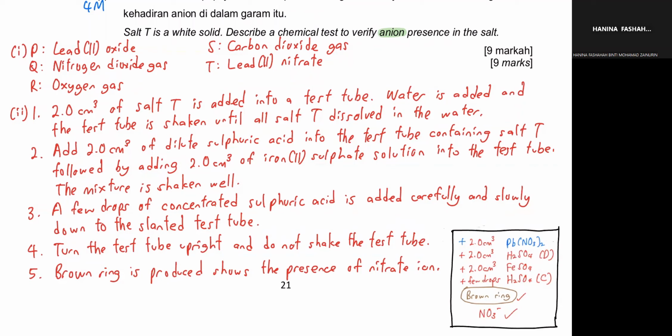Why adding slanted like this? So that you can make sure the brown ring form is in the middle, not at the bottom. They want the acid to be concentrated at the middle of the test tube. So that's why they put slanted to add drop by drop. After that, you turn back upright and do not shake the test tube, because then only you can see brown ring produced, show the presence of nitrate ion.